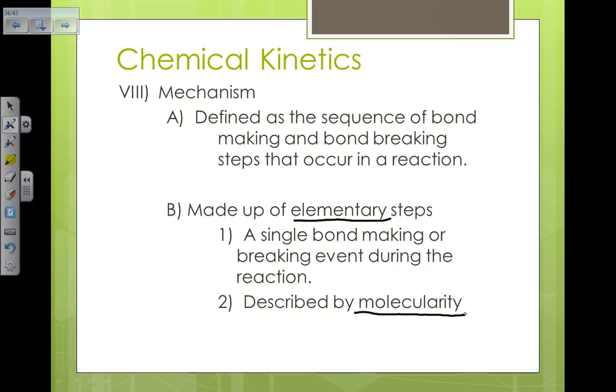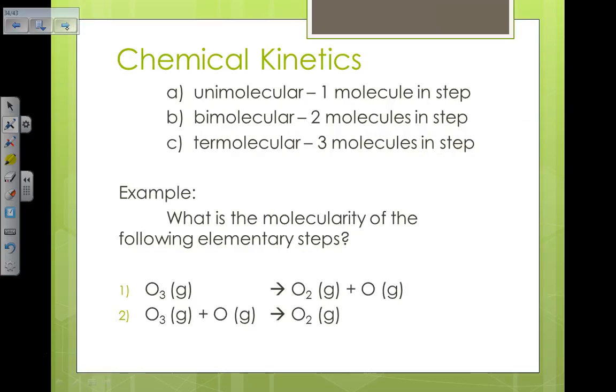It's a big word. It sounds kind of funny. So molecularity describes how many molecules, atoms, particles, whatever it is, are involved in the bond-breaking and bond-making steps. So unimolecular elementary steps have one molecule, bimolecular have two, termolecular have three, on and on, but those are the three most common.